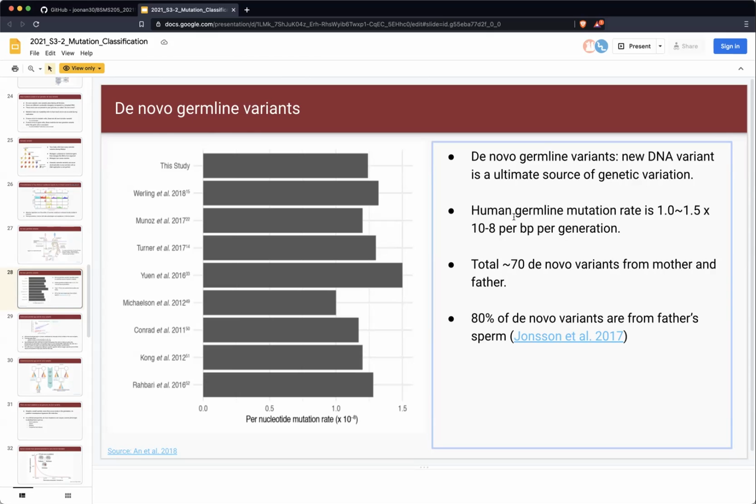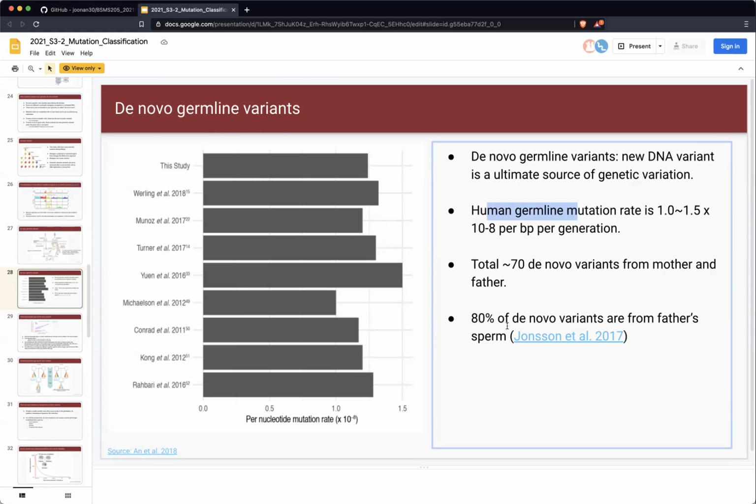So when you talk about the mutation rate in our germ cells, we have about 1.0 to 1.5 times 10 to the minus 8 per base pair per generation. This is multiplied by the human genome size, which is 6 billion base pairs, right? And this 70 de novo variants is quite consistent across studies. I see these rates in my Science paper, and also in another paper of mine, and in other studies too. So we have about that rate.